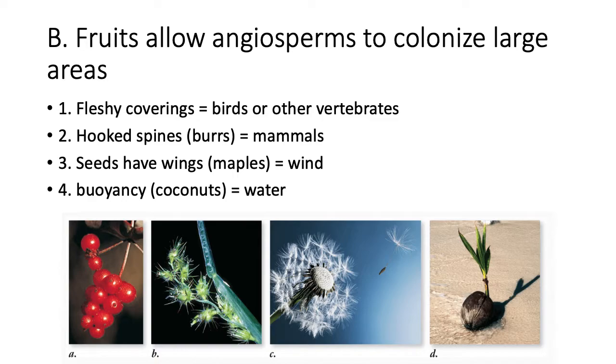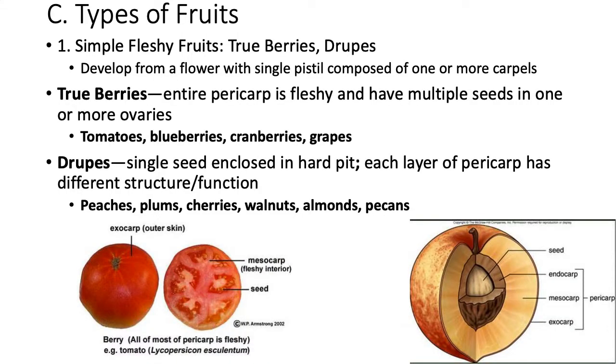Now there are 6 types of fruits, and I've grouped them into 3 groups, so 2 for each group. The first one is your simple fleshy fruits. True berries and drupes are underneath this umbrella of simple fleshy fruits. And how they develop is that you have a single pistil composed of 1 or more carpels.